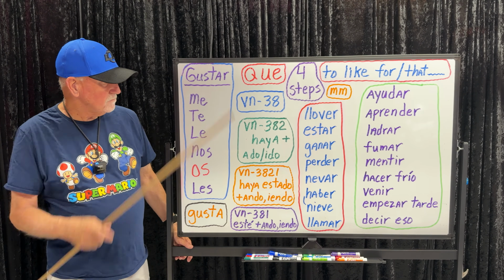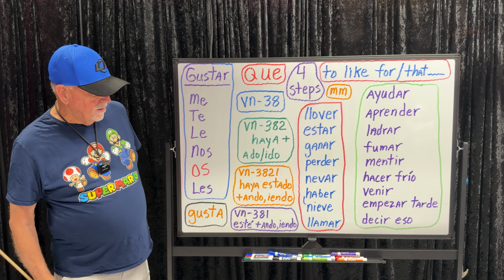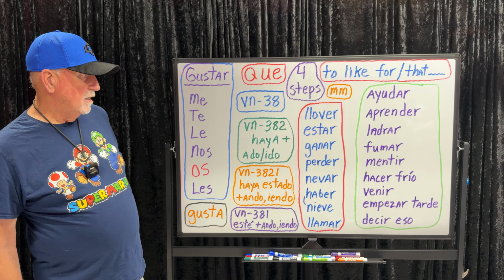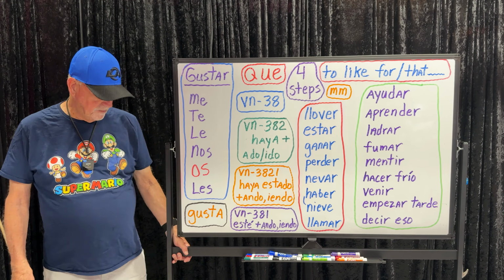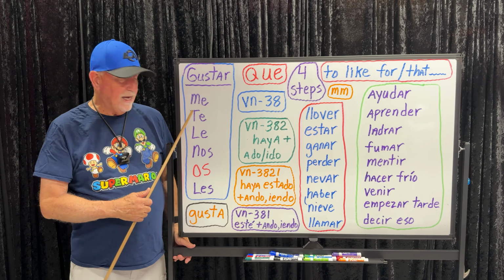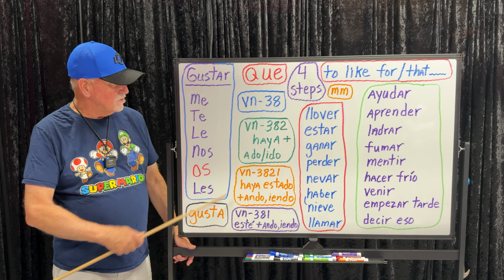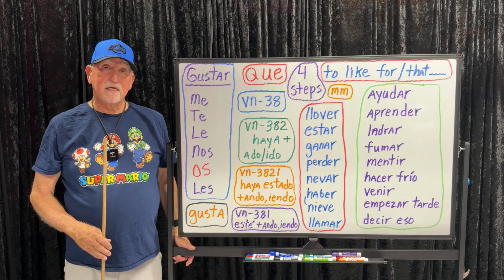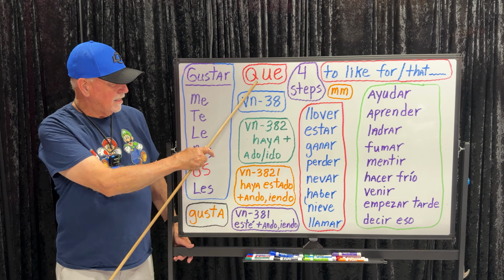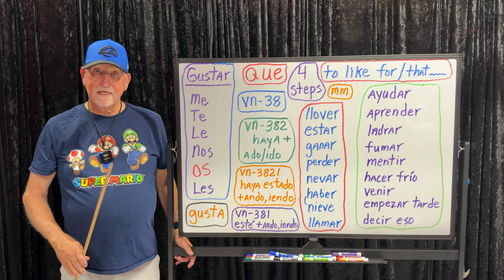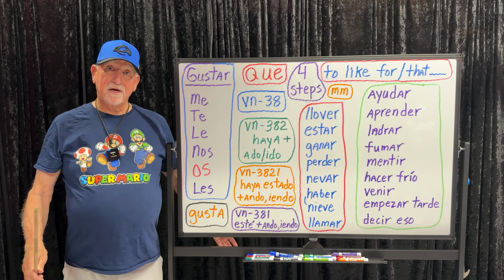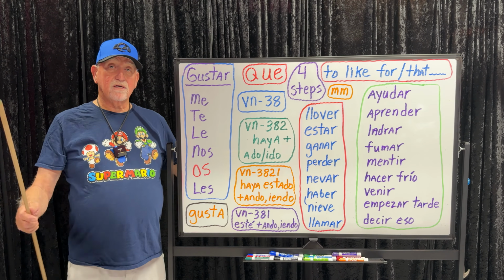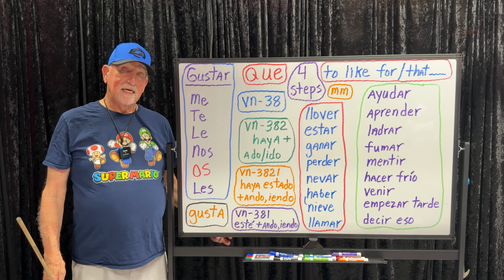Transform 3 to 8. Okay, so let's take one more. That's going to work well. Let's go, ladrar, to bark. Okay, here we go, ladrar. I don't like for the dog to bark. No me gusta que el perro ladre. I don't like that the dog has barked so much. No me gusta que el perro haya ladrado tanto. I don't like that the dog has been barking. No me gusta que el perro haya estado ladrando. I don't like that the dog is barking. No me gusta que el perro esté ladrando.